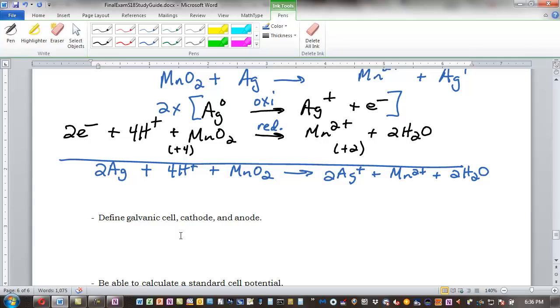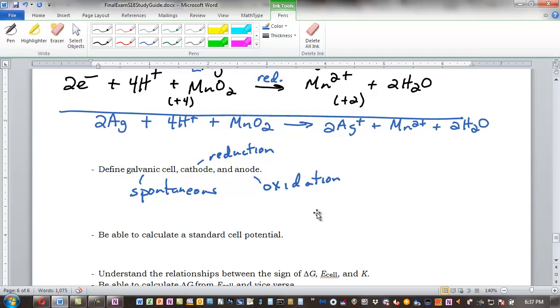Okay. What does galvanic cell mean? Spontaneous. It's a spontaneous electrochemical cell. Galvanic is spontaneous. What happens at the cathode? Reduction at the cathode. What happens at the anode? Oxidation. So the cathode and the anode are the two electrodes of the electrochemical cell. That's where reduction and oxidation take place.